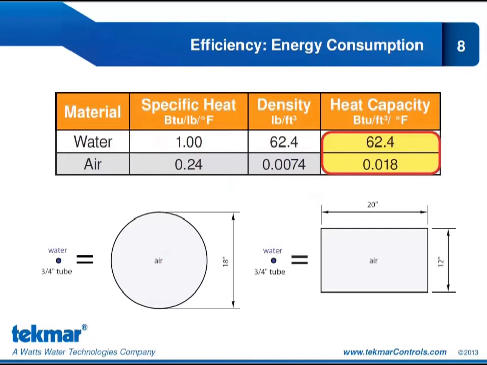So if we are looking at space concerns, it's much more efficient to design a system with tubing than it is to install large ductwork throughout the building. So certainly the ability of water to transport heat versus air is one of the reasons that people are considering radiant heating and cooling in greater numbers.